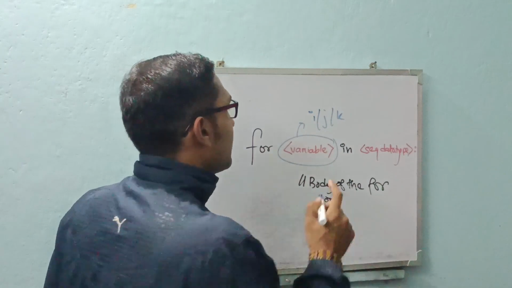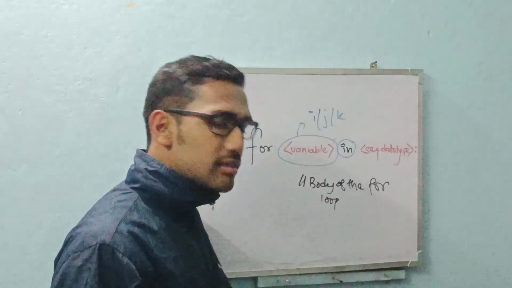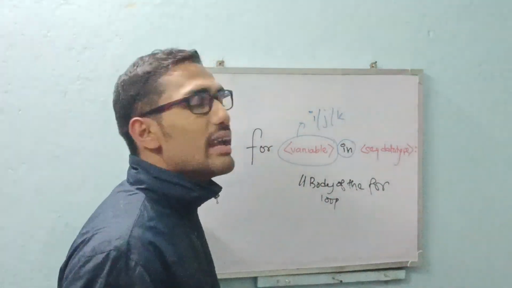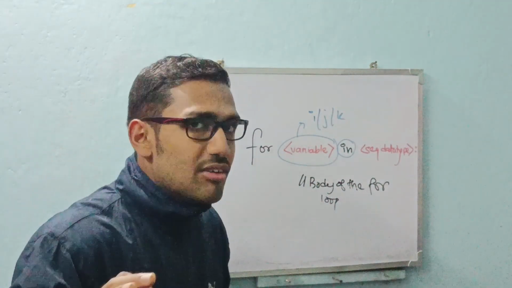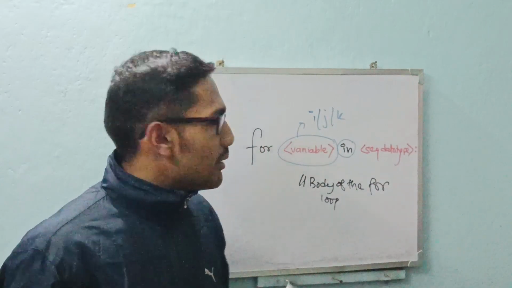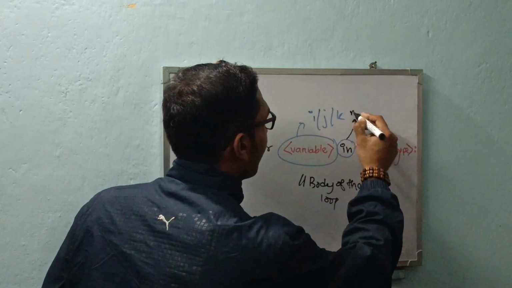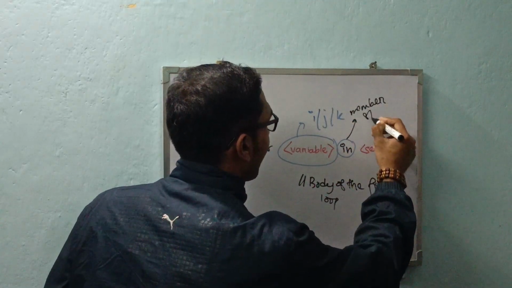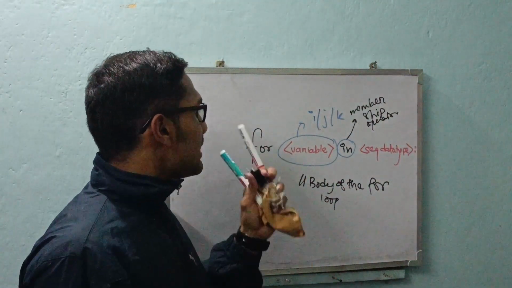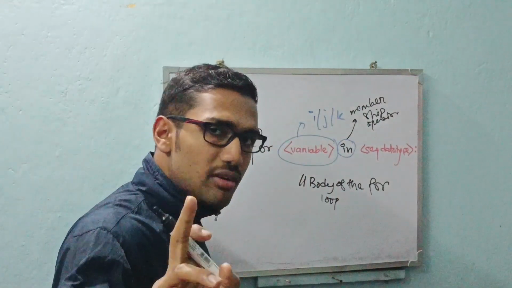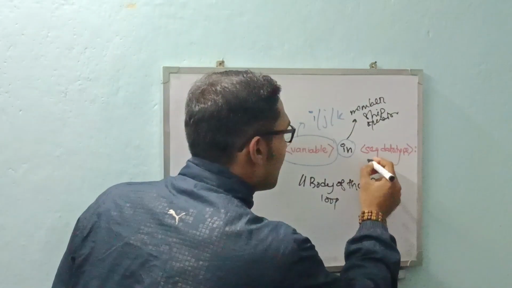Now that variable is followed by the keyword in. So what is this in keyword or in operator? It's a membership operator. We have understood the membership operator in our previous video. If you haven't watched that video, please have a look at it. But as of now, let's understand it here. This membership operator will help this variable pick each and every element from the sequence data type.